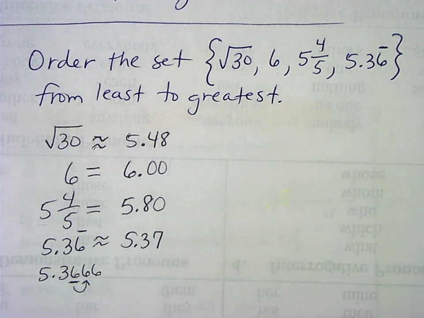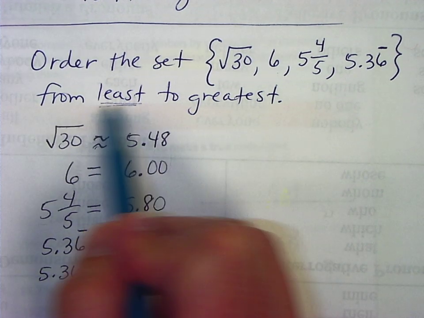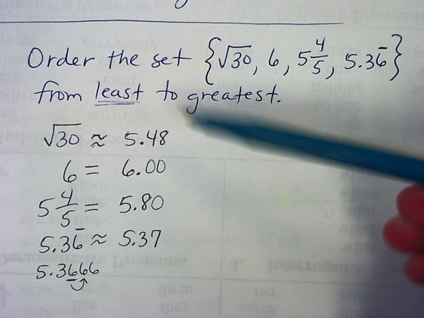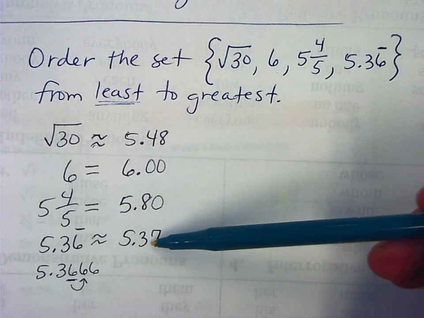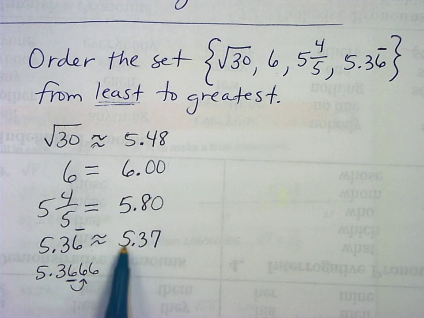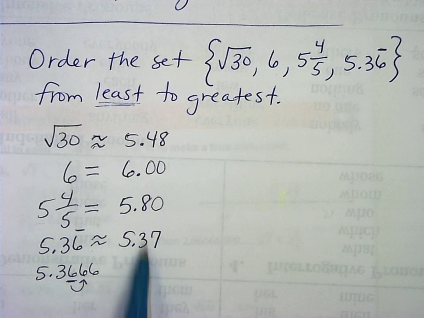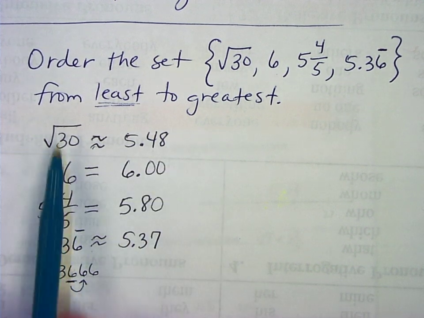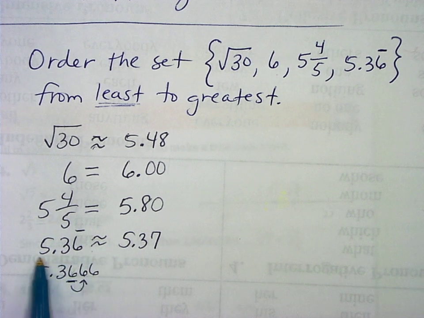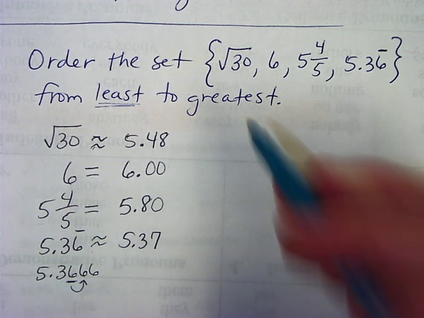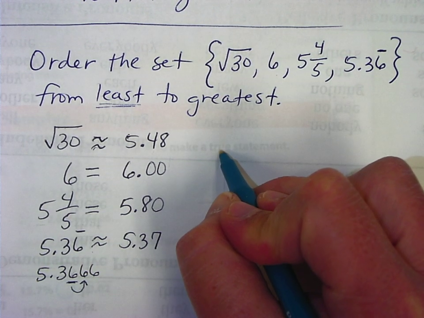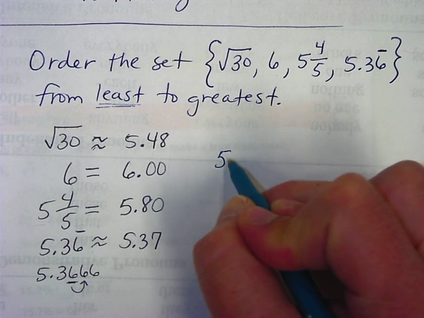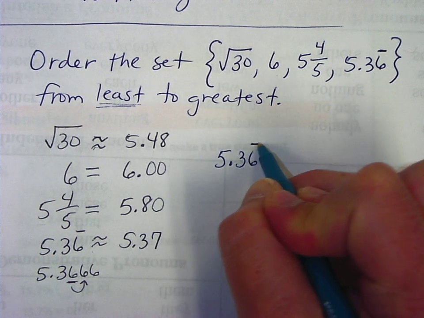Okay, so now let's compare. We're going to sort them from least to greatest. Which one is the smallest? It looks like this one. So you're not going to write these numbers. This was just for you to do the work to see which one of these was the smallest. So you're going to put these numbers in order over here. So your first number should be 5.36 with the bar.